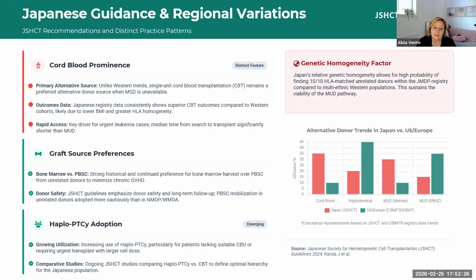And here you can really see how it stacks up to trends in the rest of the world. Japan by far uses the most cord blood compared to the rest of the world, US and Europe. In terms of haplo, less than half of what is utilized in the rest of the world. They massively prefer marrow over PBC, unlike what is seen in the rest of the world.